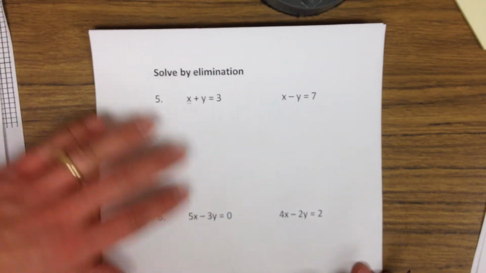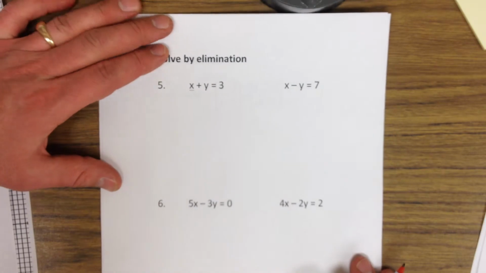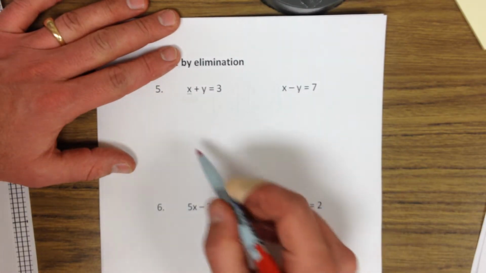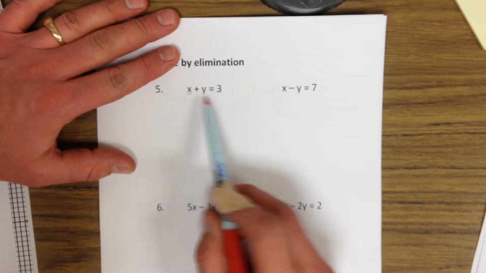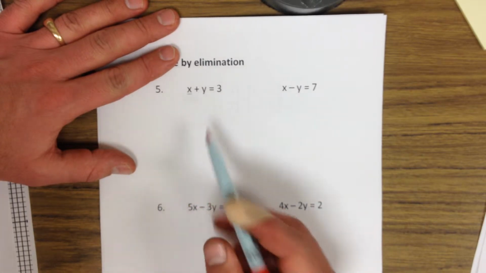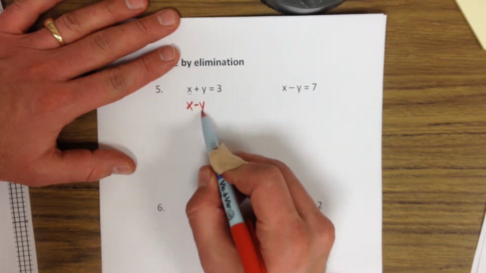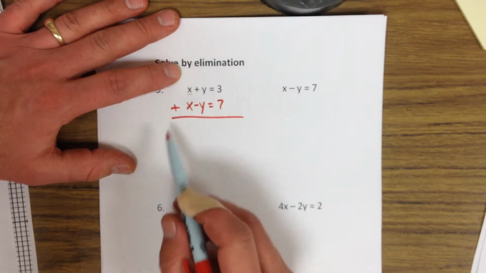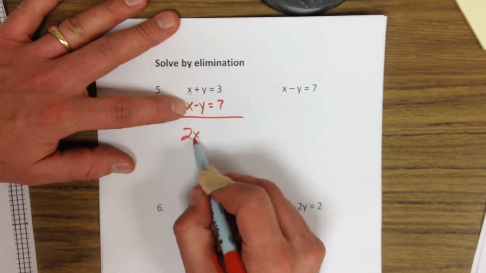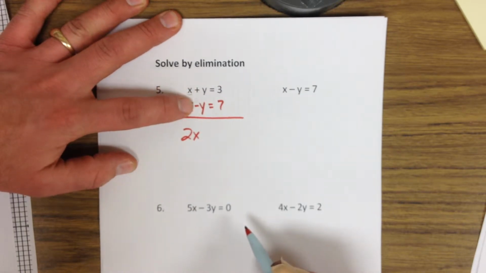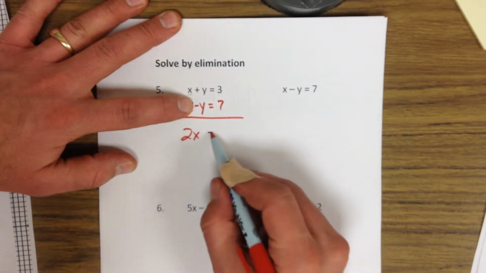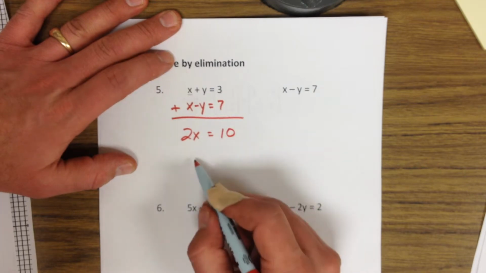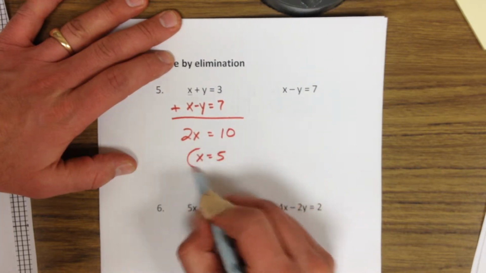Okay, elimination. This was a method that a lot of you guys enjoyed, I guess. So if I look at this one has a negative y and this one has a positive y. So if I just stack these on top of each other and add right off the bat, there's no multiplication needed because x plus x is 2x, y plus negative y is 0, and 3 plus 7 is 10. So very quickly I can see that x equals 5.